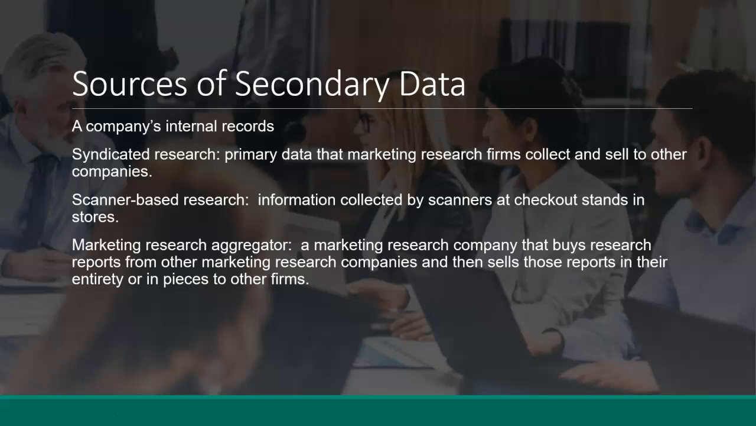Sources of secondary data. You can use companies' internal records because somebody already created these records. You're not getting it from the source itself. Syndicated research, primary data that marketing research firms collect and sell to other companies. So if you're purchasing information from a third party, that's secondary data. Scanner-based research, which is information collected by scanners at checkout stands in stores. If you're the cashier, you're collecting primary data, but if you're recording the data that you get from the cash registers, that's secondary data.